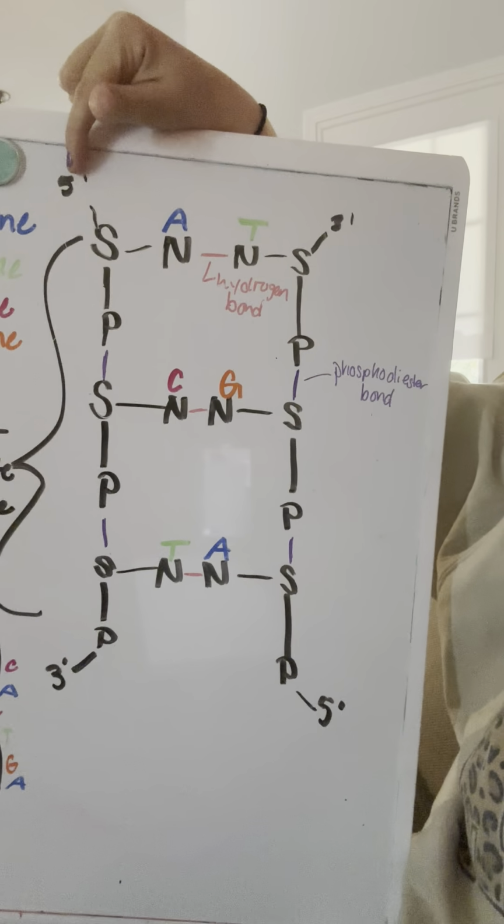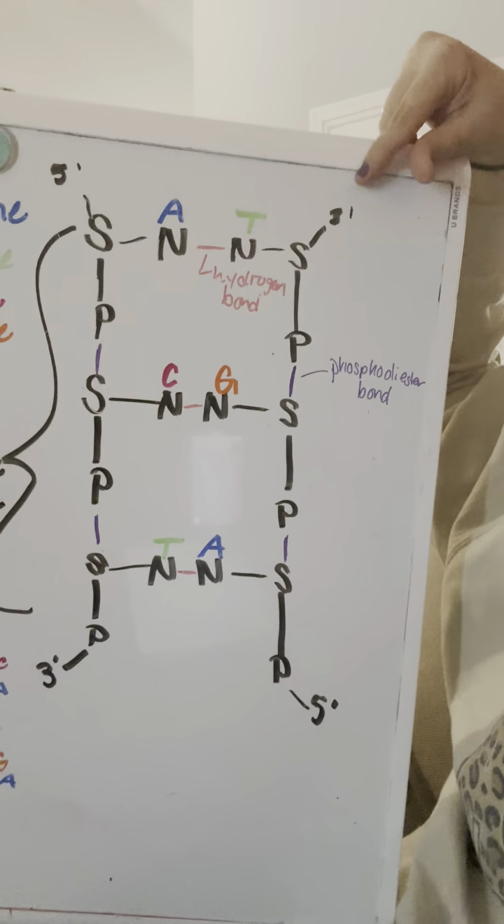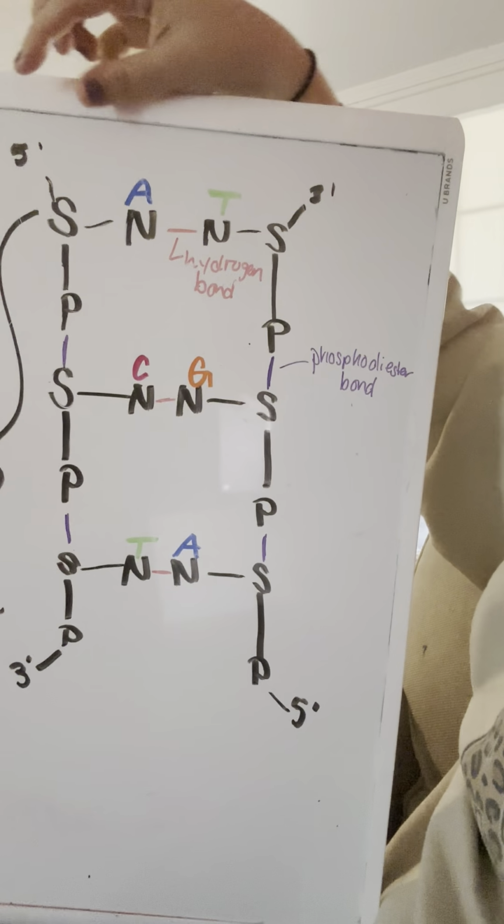So, remember, here's the 5'. Across from 5' is going to be 3'. On the bottom of 3' is going to be 5'. And across from 5' is going to be 3'. So, there's your anti-parallelness, okay? So, here's your hydrogen bond holding these two bases together, right? You see that? All right.